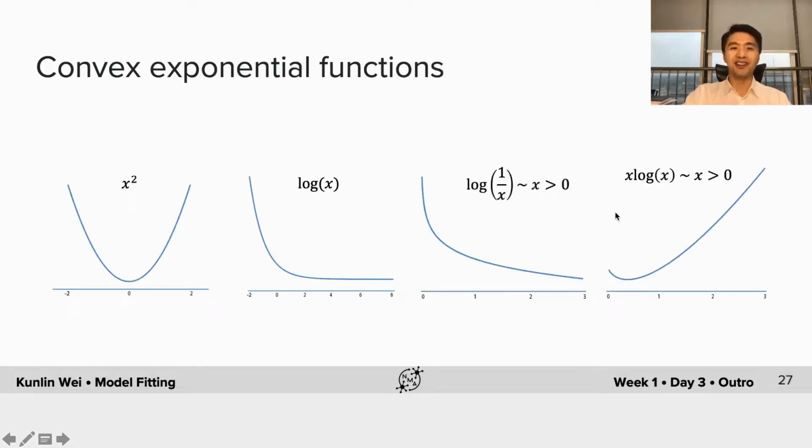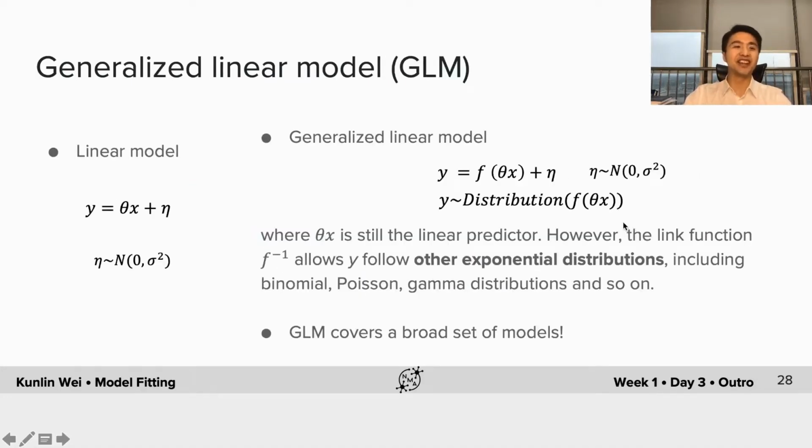Fortunately, we have other functions that are convex. So the quadratic function is convex, the log function is convex, log 1 over x when x is larger than 1 is also convex, and x multiplied by log x when x is larger than 1 is also convex. As you can see, a lot of exponential functions are convex. So can we take advantage of this? Yes, we can take advantage of this property of exponential functions and extend our linear model to the so-called generalized linear model.